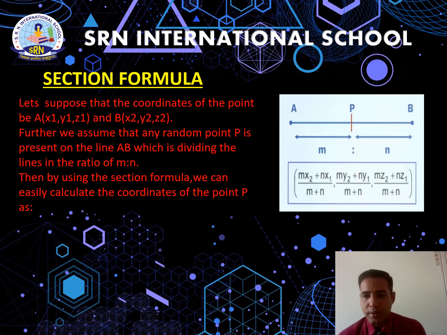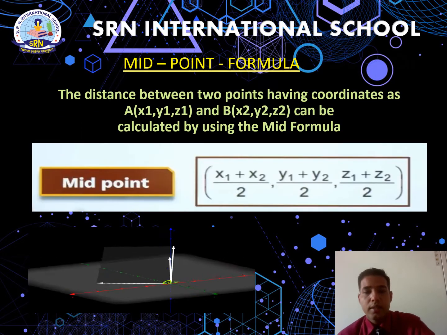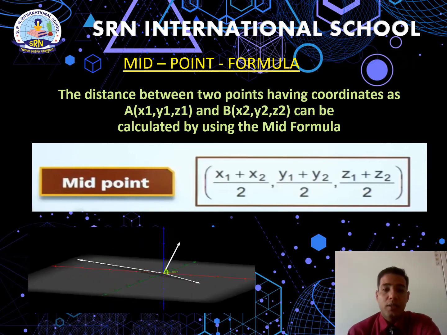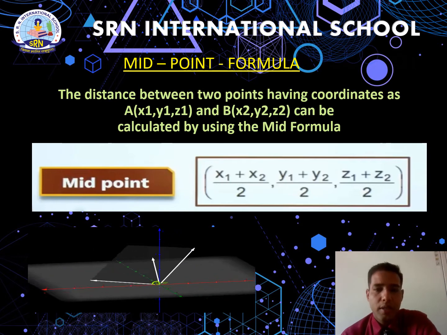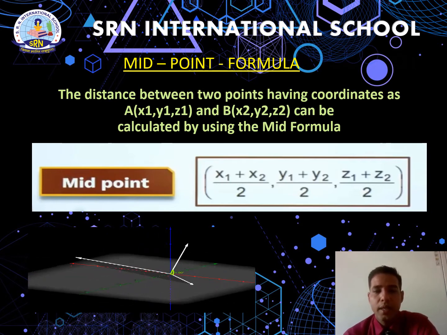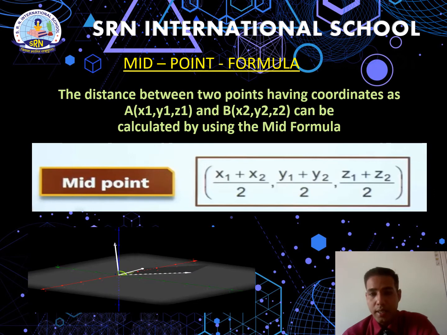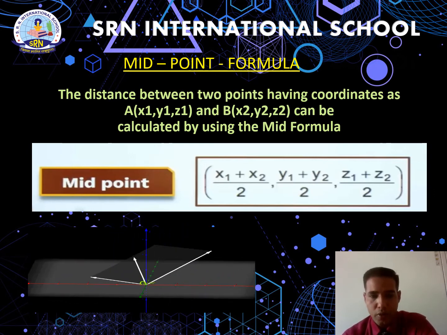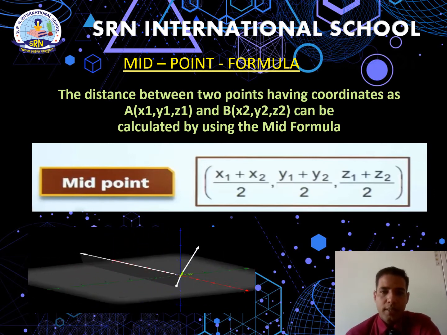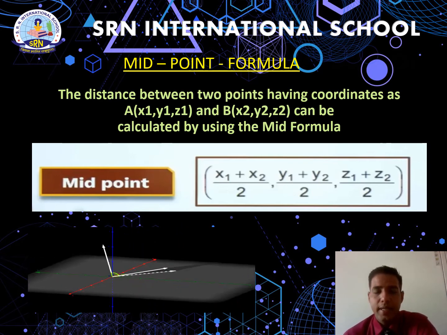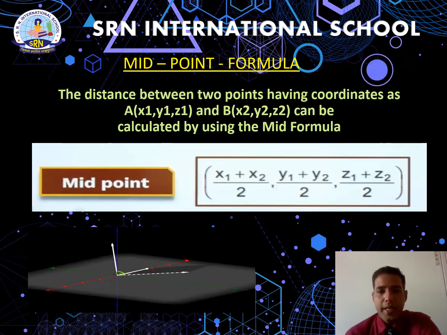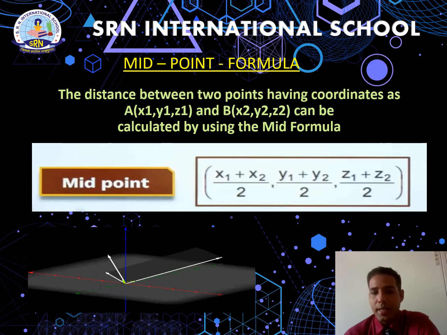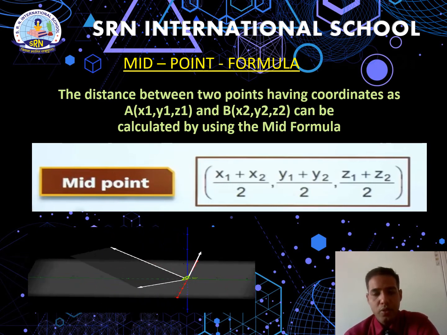Now moving further, midpoint formula is one of the most important formula which is going to be used when we are dealing with the chapter three-dimensional geometry. This midpoint formula is actually an evolved version of section formula. In the section formula, the random point P is dividing the line in the ratio m:n, whereas in the midpoint formula, the random point P is dividing the line joining the point A and B in exactly the equal ratios.